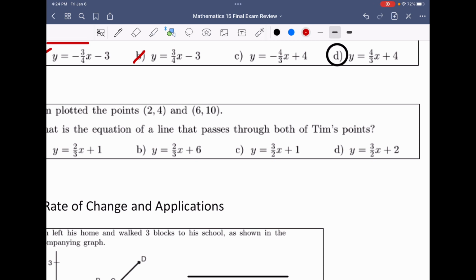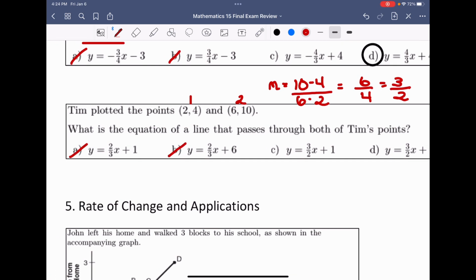So with these, anytime you're given 2 points, just go 1 and 2. Okay, m, or our slope, is equal to y2, which comes from here and is 10, minus y1, which is 4, so 10 minus 4, all over x2, which is 6, minus x1, which is 2. Therefore, this is 6 over 4, which reduces down to 3 over 2. So right away, we know the slope is 3 over 2, which eliminates 2 of the answers, A and B.